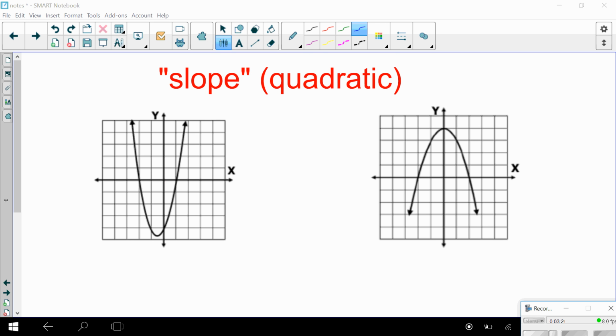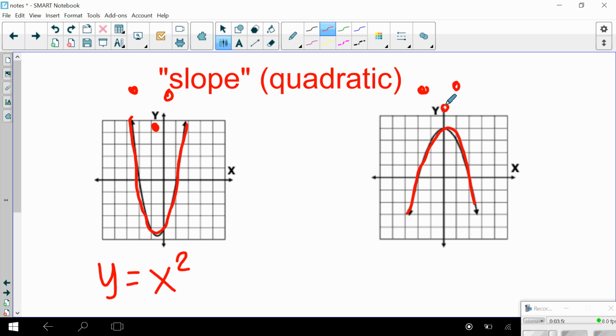I use the term slope loosely when we talk about quadratics because it doesn't necessarily have a positive or a negative slope. But if we look at these two graphs, we can tell that they are very different. This one opens up and this one opens down. I like to make smiley faces out of them. This is a happy quadratic, which means it's going to be positive. So it will be in the form of y equals x squared. This one over here is a sad quadratic, so it is negative. So it's going to be in the form of y equals -x squared.